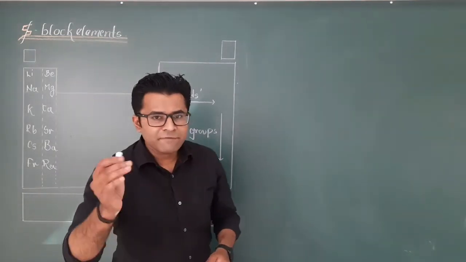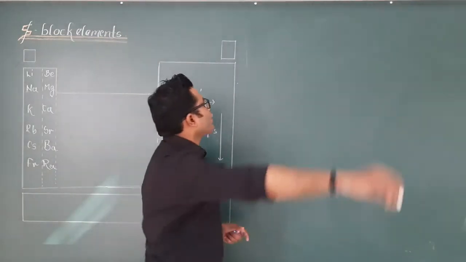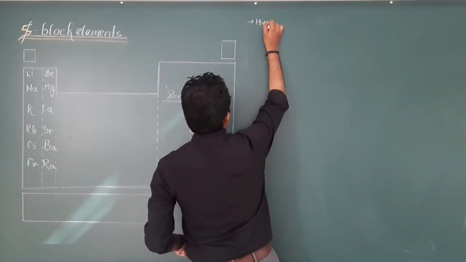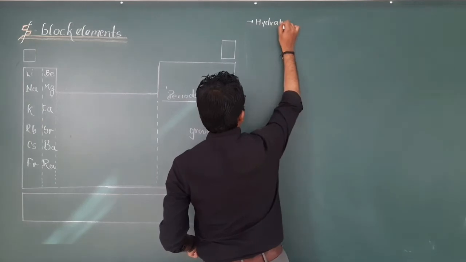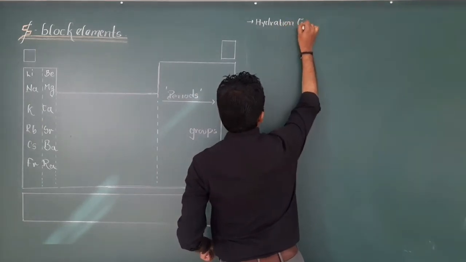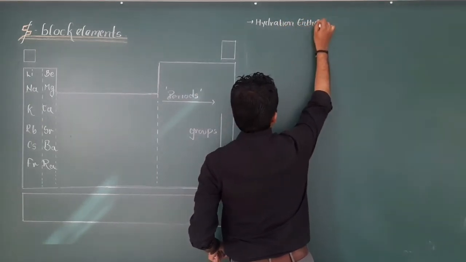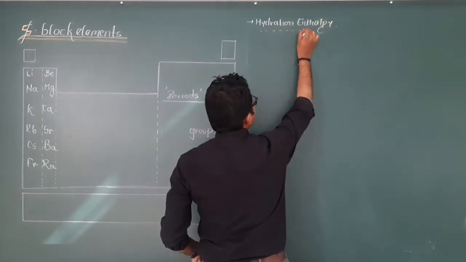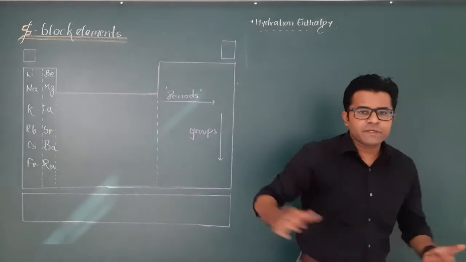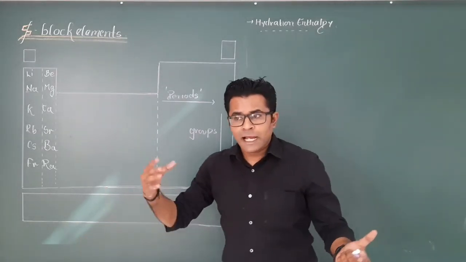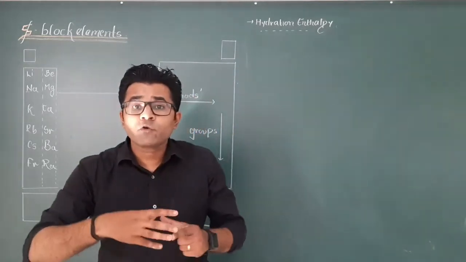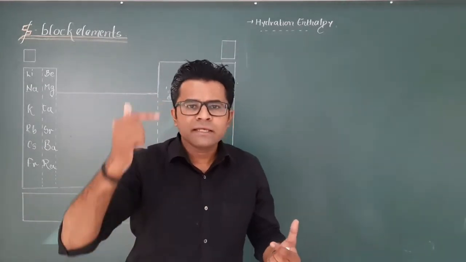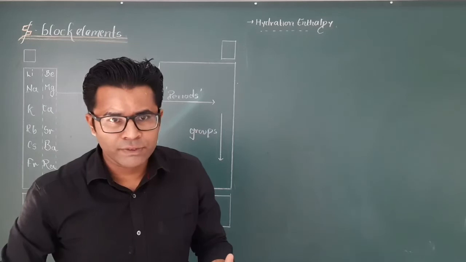So, coming forward with the next property of the alkaline earth metals, and that is going to be the hydration enthalpy. Now, we already know what a hydration enthalpy is from the previous videos, correct? Hydration enthalpy is nothing more than how much energy is released when one particular atom or ion is combined with water molecules.